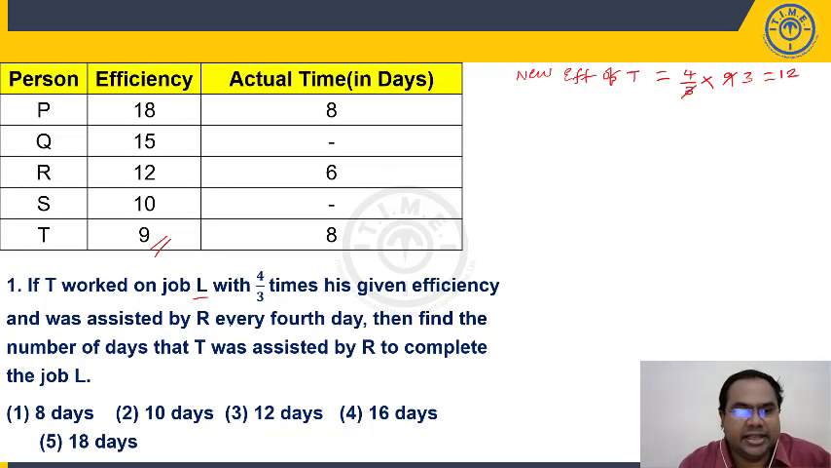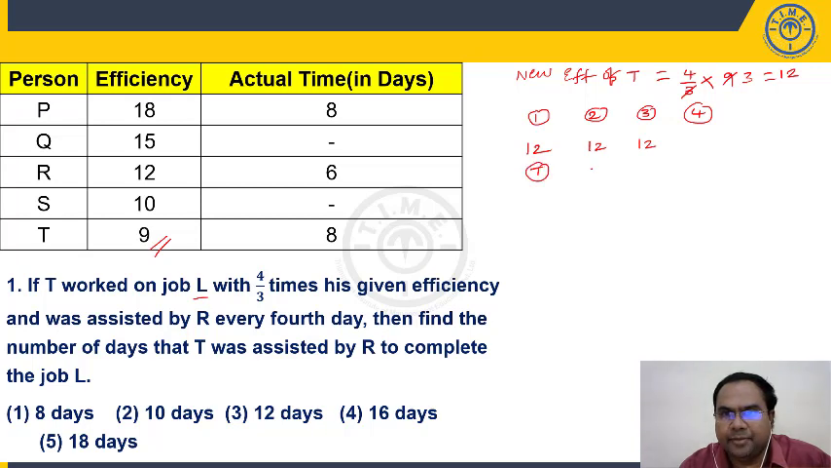Now T is assisted by R every 4th day. So first day, second day, third day, fourth day. Here only T is there: 12 units on the first day, second day 12 units, third day 12 units, only T is working. And every 4th day T is assisted by R. That means on the 4th day T and R both are working. T can do 12 units and R's efficiency is 12 units, 12 plus 12, 24 units. That means in 4 days they are completing 60 units.